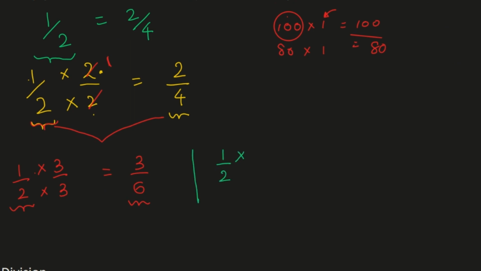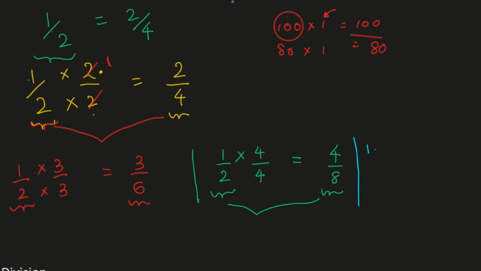1 upon 2 equals the equivalent fraction. What I'm doing here is multiplying both the numerator and the denominator by 4. So 1 into 4 is 4, and 2 into 4 is 8. So 1 upon 2 and 4 upon 8 are equivalent fractions. Great. Shall we come up with the last example?